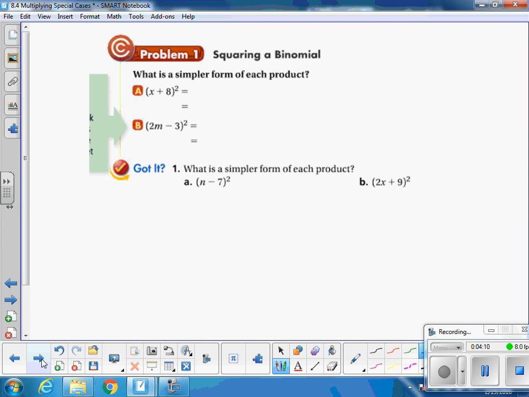So let's try this out on this one. I'm going to square my first term, which is going to be x squared, and I'm going to do the product.